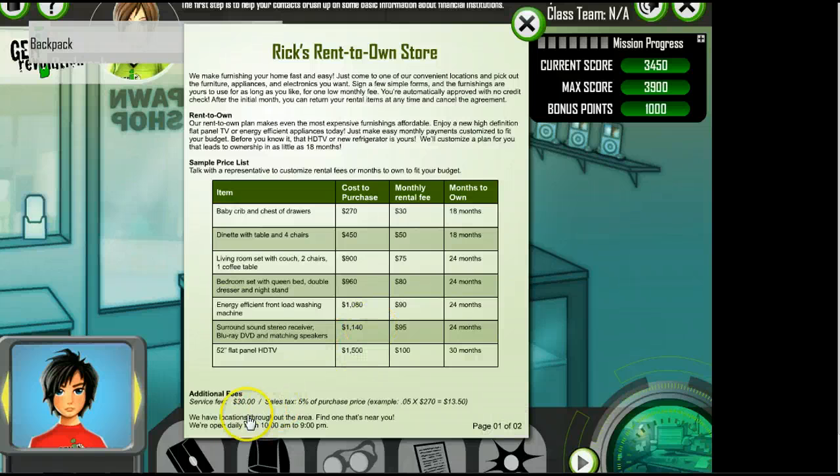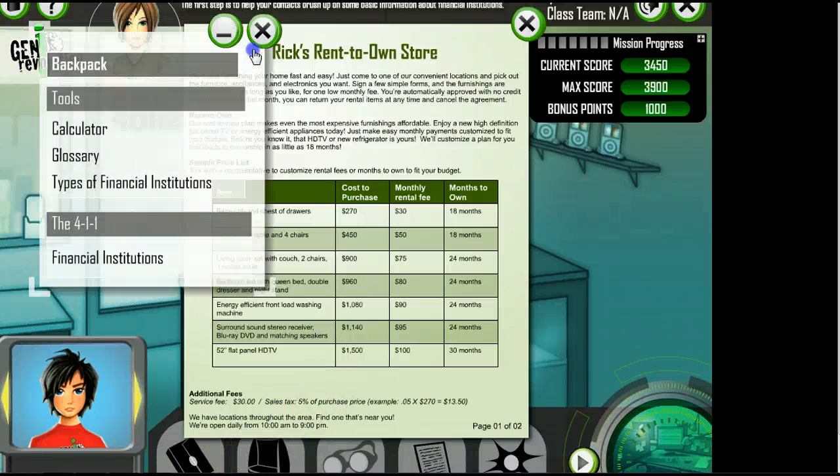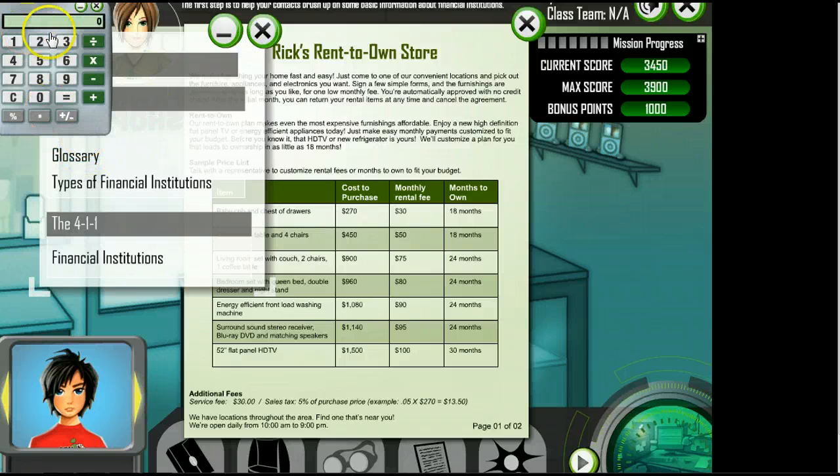I'm going to show you why. You have to be sure that you add a service fee of $30 to this arrangement. And then the sales tax, when you buy it outright, is 5% of the purchase price. So 5% of $1,500, and I will show you, let's see, where's my backpack? $75, but I want to show you that. 1,500 times 0.05 to get that percentage, $75.